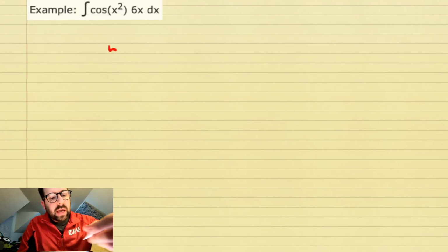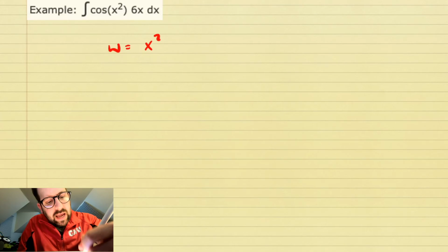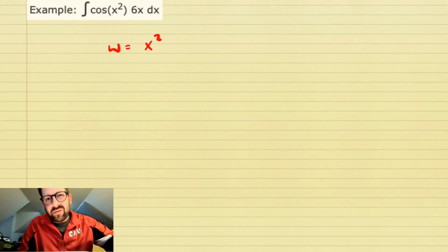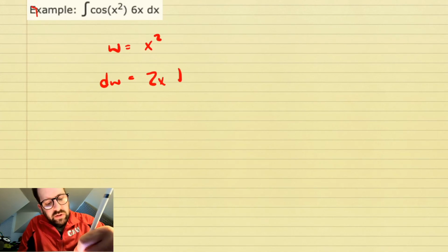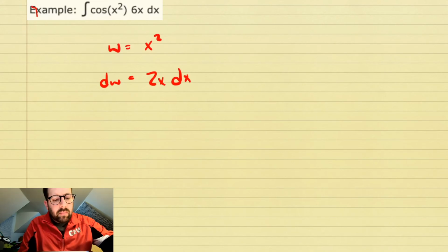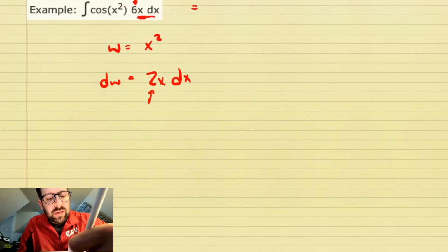So in this particular case, I'm going to say my w is x squared. It's always the part in the parentheses, that's usually what I do. The derivative of that is dw, and on the other side it's 2x dx. So it's taking the derivative of both sides. Now in this problem, what I don't have accounted for here is that 6. I have a 2 here. So I can do a little manipulating here just so you can see this.